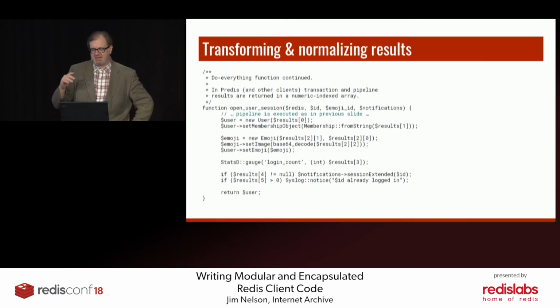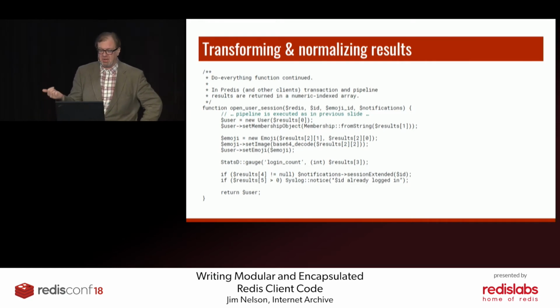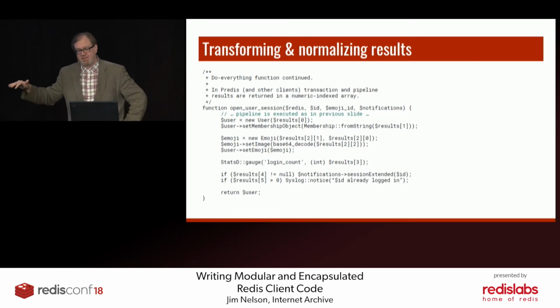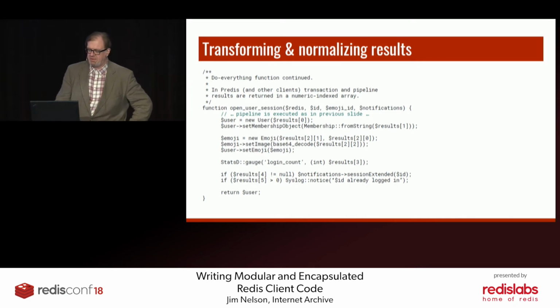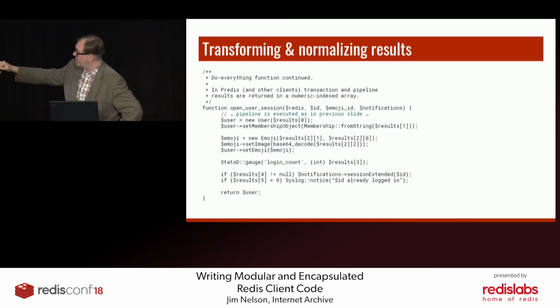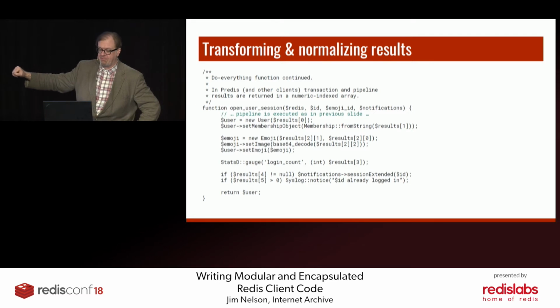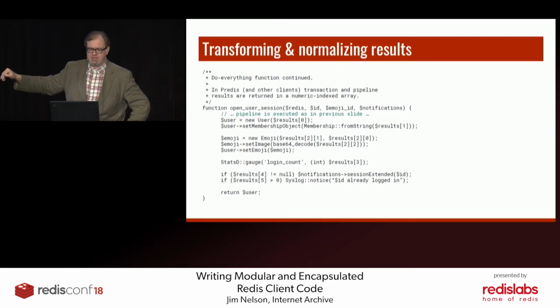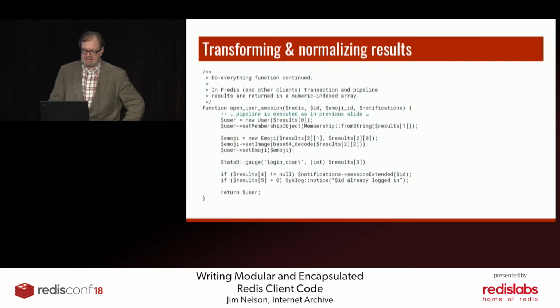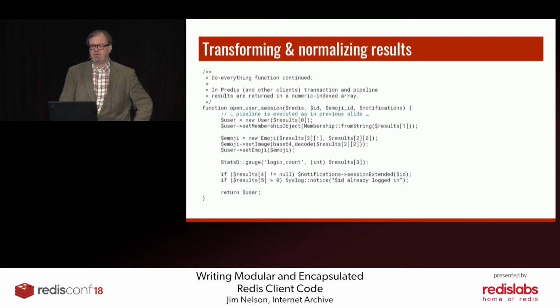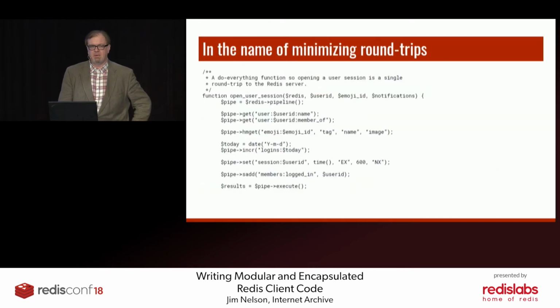I'll come back to the second half of that story, but I want to show the second half of this function, which is now processing the results. So the pipeline is now executed. Now, if you notice, there's a results array that's being used to fill in, creating a user object, for example, and initializing membership and creating the emoji object and things like that. And if you notice, it's using this results array, and it's indexed by position.